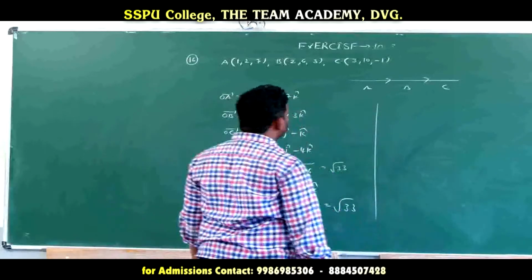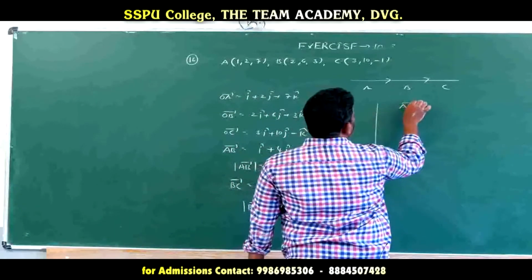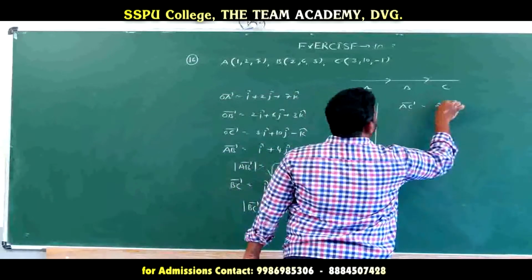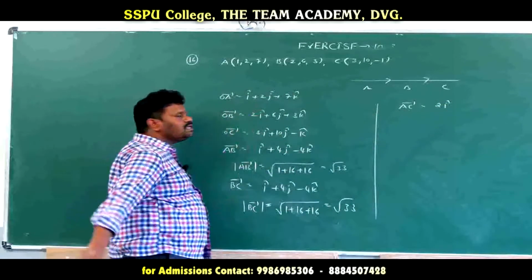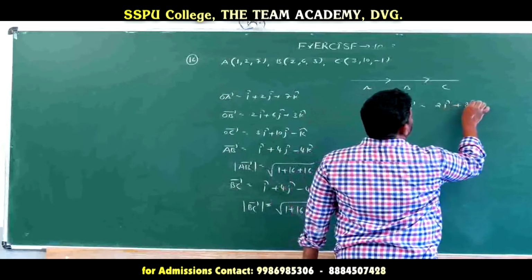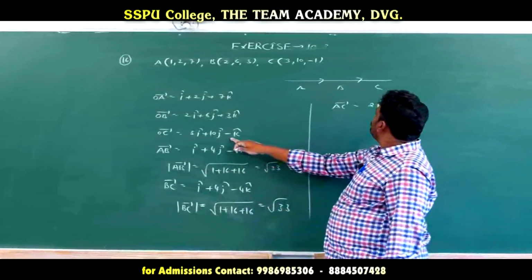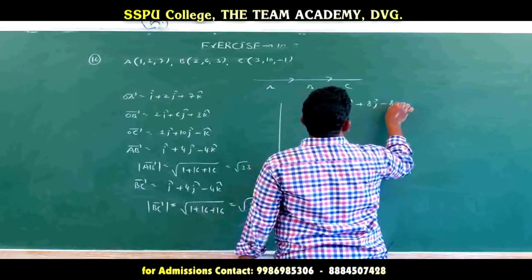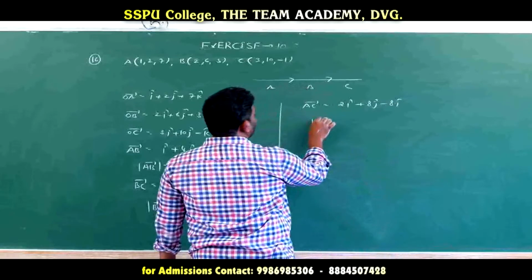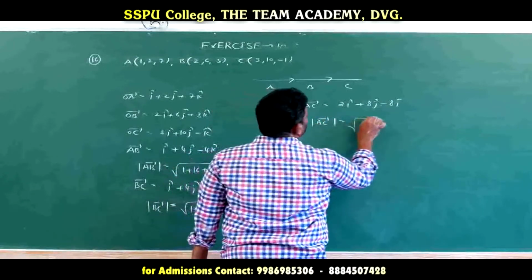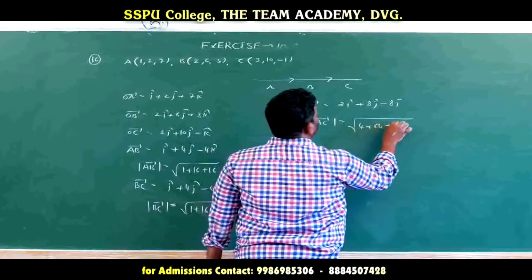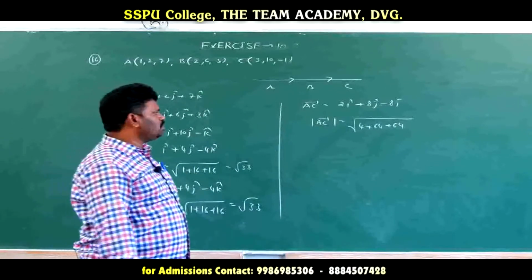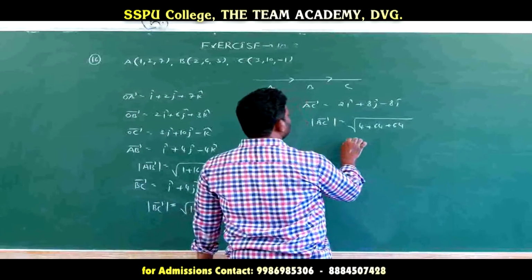Next, the AC vector, which is OC minus OA. 3 minus 1 is 2i. 10 minus 2 is 8j. Minus 1 minus 7 is minus 8k. Now the magnitude of AC is the square root of 4 plus 64 plus 64, which is 132.